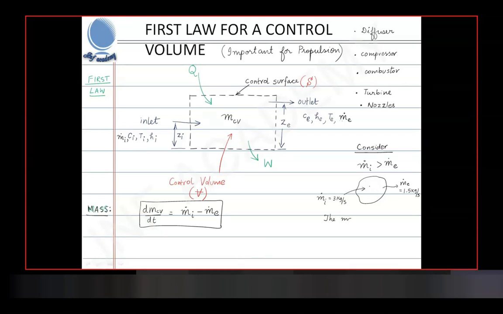You know that the mass of the control volume increases at the rate of 1.5 kilogram every second, and this is nothing but 3 minus 1.5. Okay, so if I subtract m dot I and m dot E, I'm going to get dmcv by dt. What is dmcv by dt? It is the rate at which the mass of the control volume is going to increase in time.